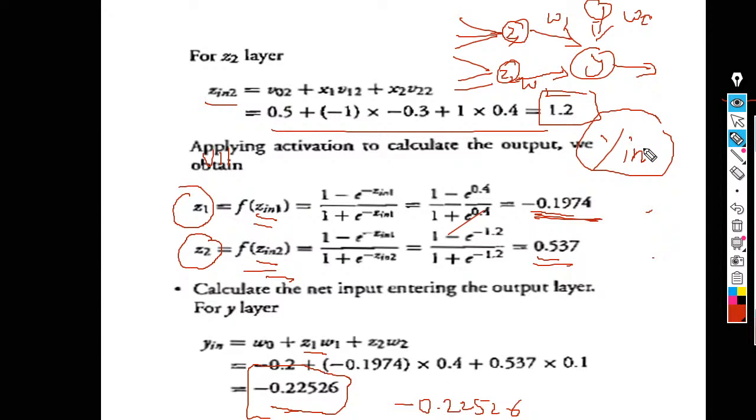After getting this yin, now we will calculate the output of y. How can you calculate the output of y? Again you will have to substitute inside the function. The steps are somewhat similar: first you calculate the input, then after substituting inside the function, get the output. Again for the output layer, the y layer, calculate the net input, and then calculate the output after substituting inside the function. So let's go ahead.